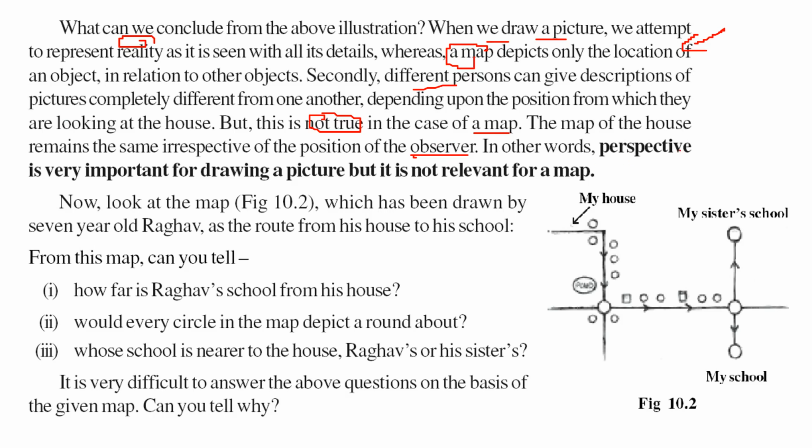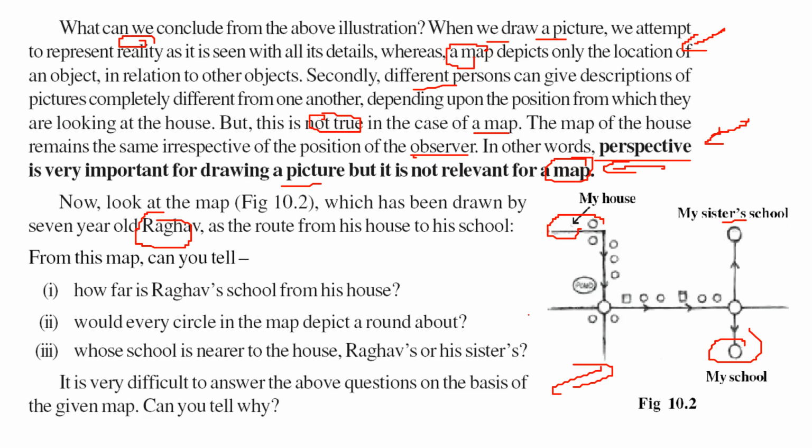What we want to emphasize here is that perspective is very important for drawing a picture, but perspective is never relevant for a map. Now let us look at this map, which has been drawn by Raghav, who is just 7 years old, and this is a route from his house to his school. So this is his house, this is his school, and this is his sister's school.